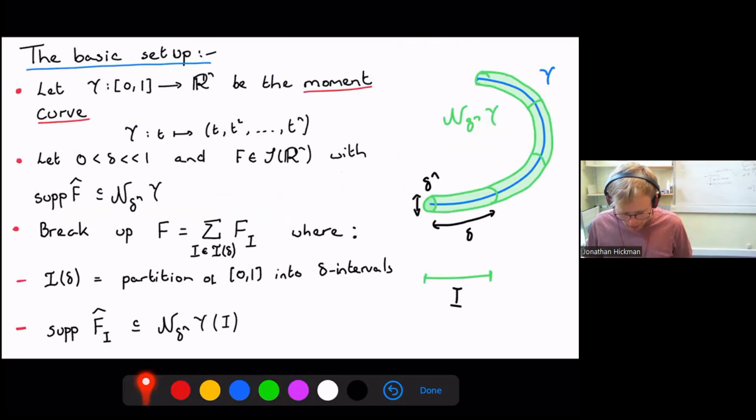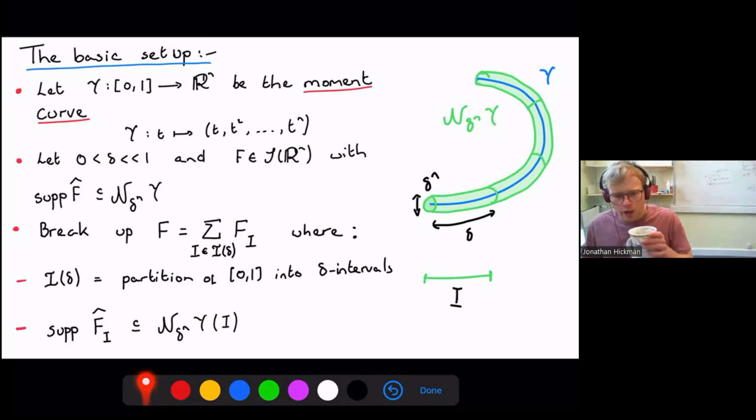So we're going to work with gamma, which is a parameterization of the moment curve. This is the curve whose components are given by the first n monomials, t, t squared, up to t^n. We're only interested in a compact portion of this curve, so we're going to restrict this parameterization to the unit interval. So we'll let delta be some small parameter, and we're going to consider functions f which are Fourier supported in a delta^n neighbourhood of this moment curve. So you see here in the picture, we've got this blue curve, and then we've got this green tubular region around it, and our functions have Fourier support in this set.